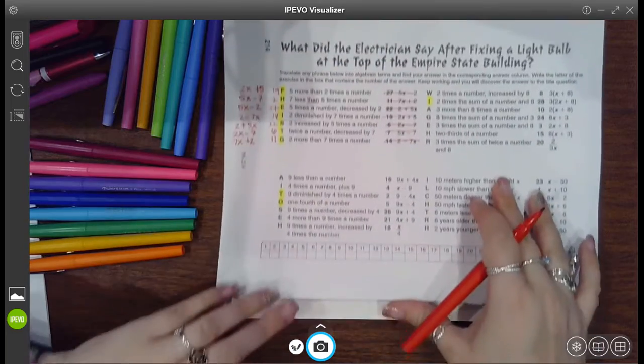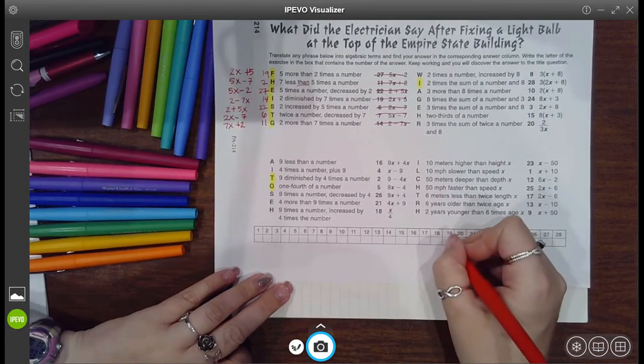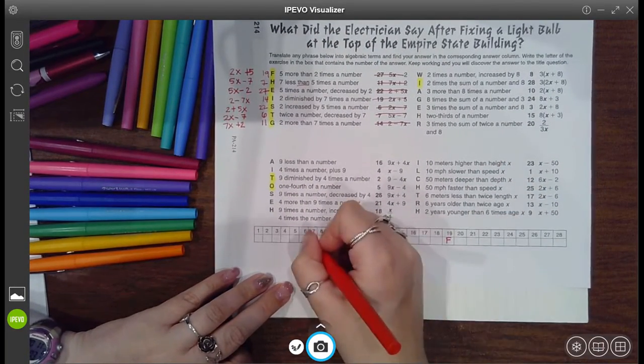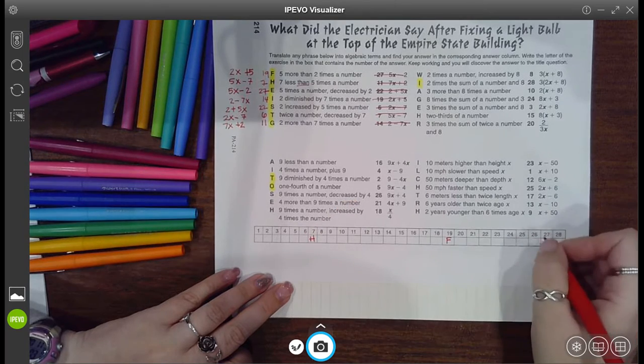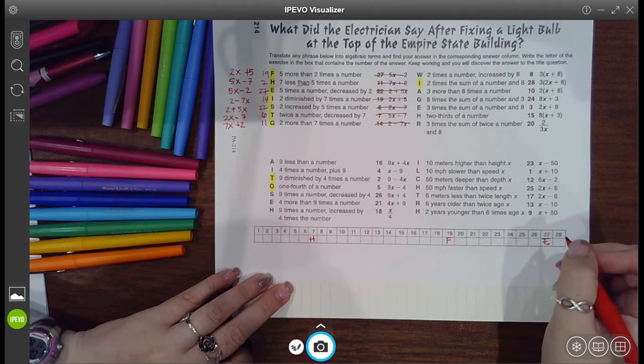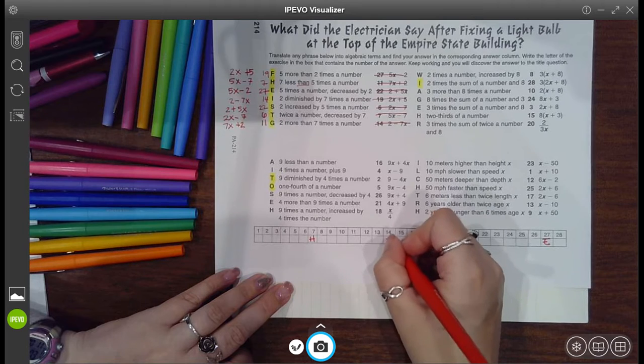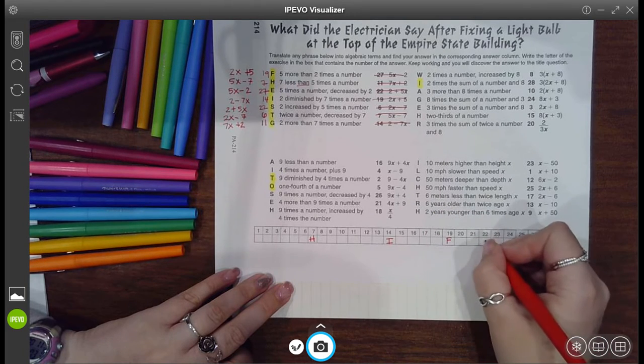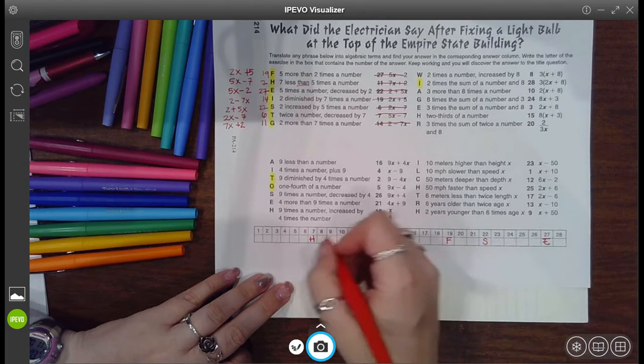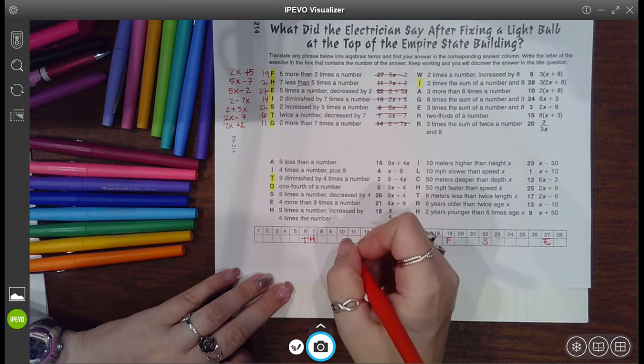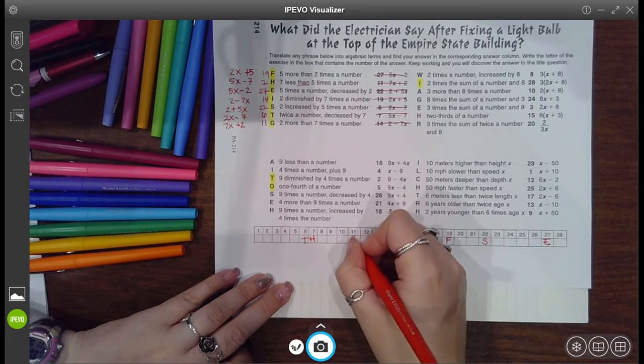Which means down at the bottom, for 19, you're going to write an F. 7, you're going to write an H. 27, you'd write an E. 14, you would write an I. 22, you'd write an S. 6, you would write a T. And 11, you would write a G.